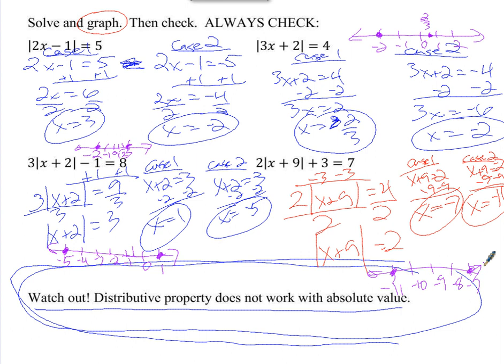The reason it's a dot and not shading here is what? Well, how do we know that? How do we know it's not the numbers in between? It doesn't have an inequality, it's an equal sign. It's an equal sign, so you're just going to have dots. There's no shading.